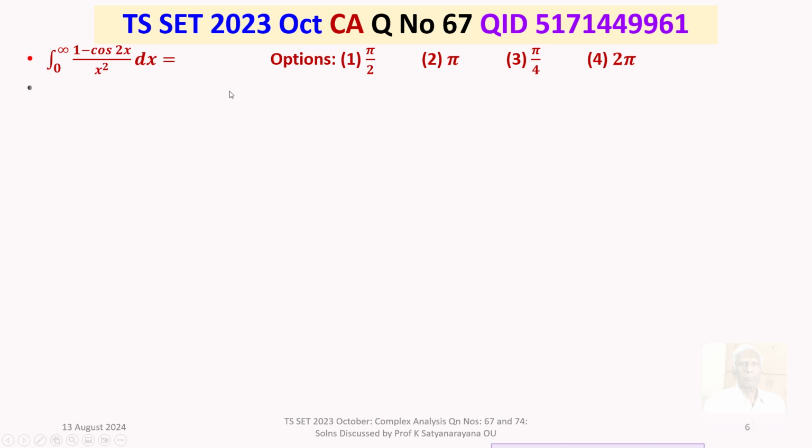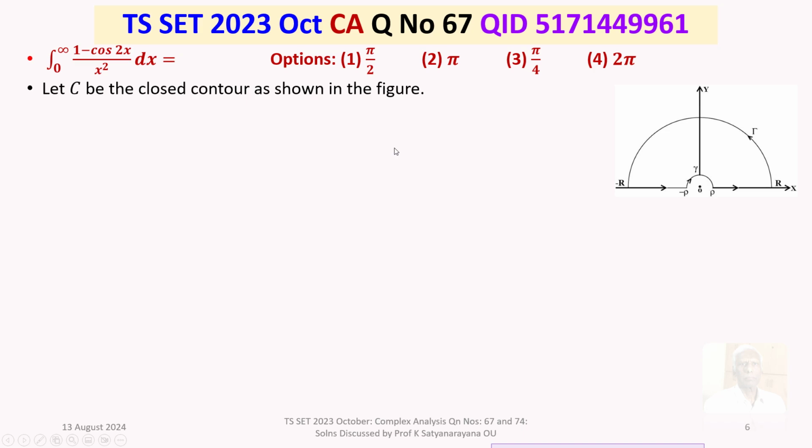Right. So, let C be the closed contour as shown in the figure. We take f of z equal to (1 minus e to the power of 2iz) by z square as our function. This is what we have considered, and you know that this is analytic everywhere except at z equal to 0.